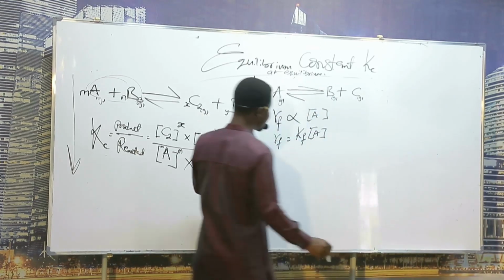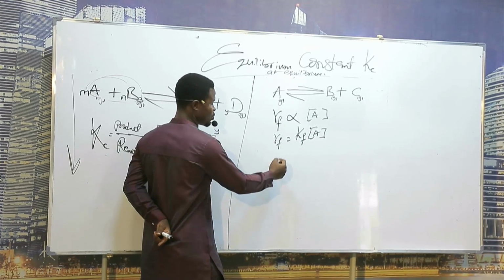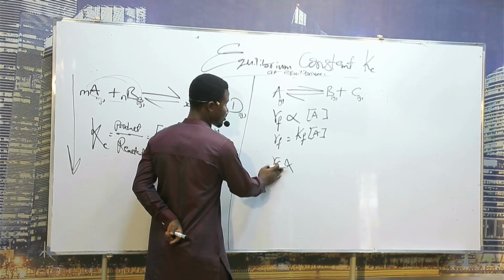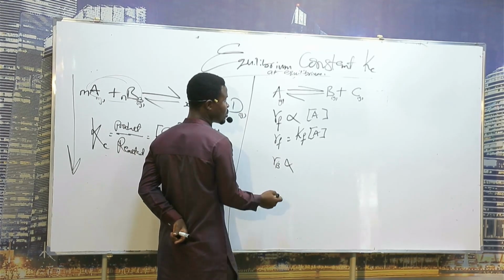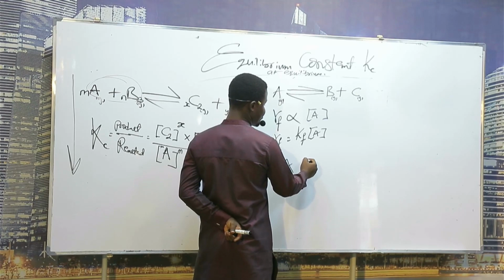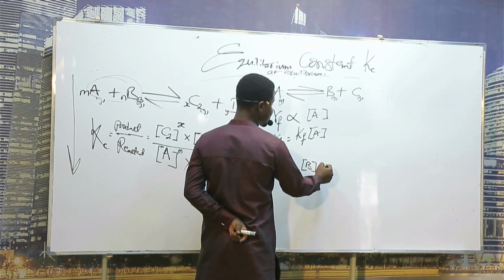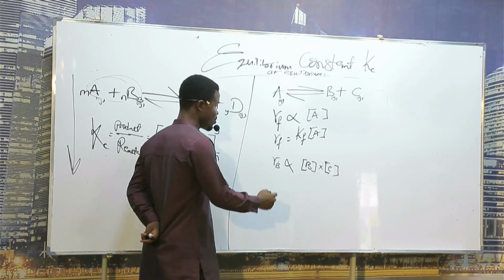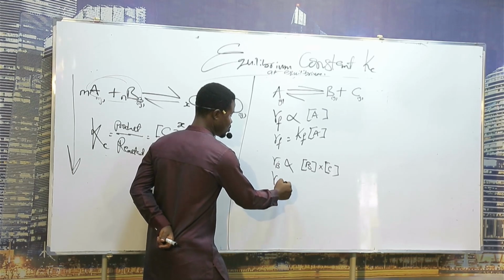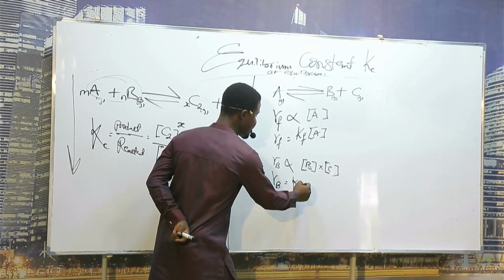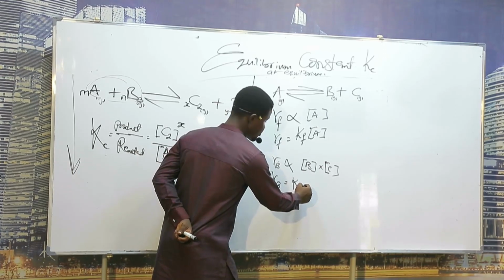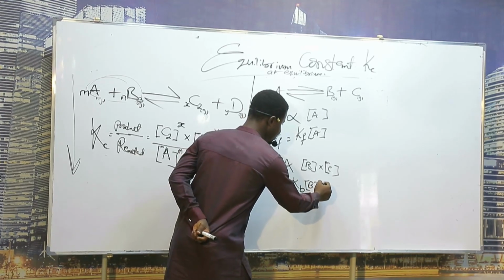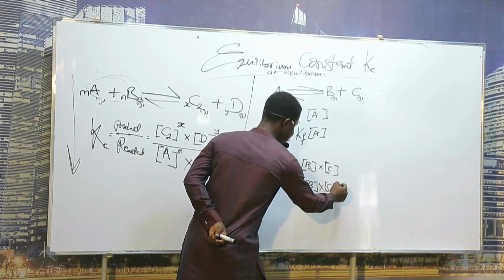Alright, is somebody doing it? Yes. For the backward is going to be what? RB. RB is directly proportional to what? B times what? C. RB is going to be what? K, what's in KF? KB. B times what? C. Or you continue.